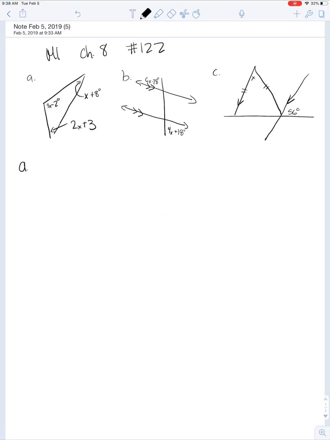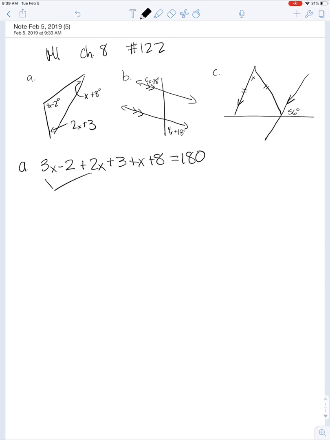Okay, this is problem number 122, and they gave us 3 different situations and we have to solve for x in all of them. So in A, we have a triangle, and the triangle sum theorem tells us that all the angles in a triangle add up to 180. So I'm just going to list all of these angles out together and set them equal to 180 and solve for x. So 3x minus 2 plus 2x plus 3 plus x plus 8, all of that is going to equal 180.